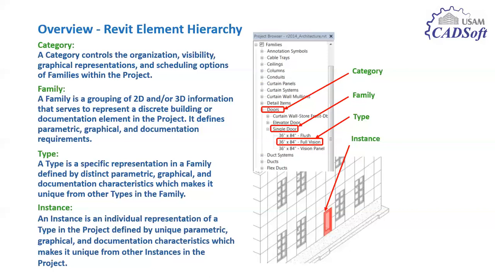So family is basically nothing but a representation of your building elements, or a representation of how your level heads or grid heads, the elevation arrows, the section arrows, these kind of documentation elements, how they have to be displayed, what should be the shape, how it has to be previewed. These kind of things you can actually create with families.